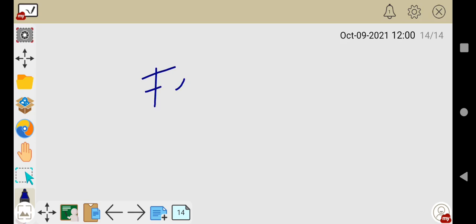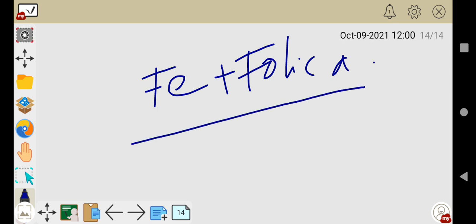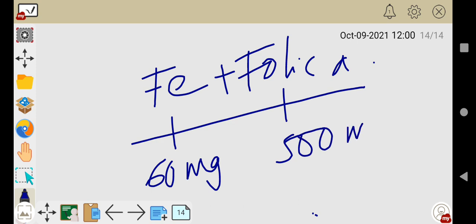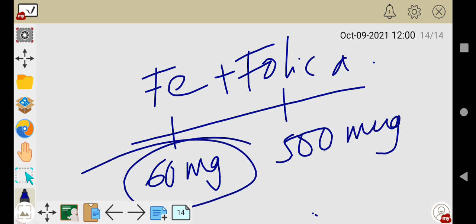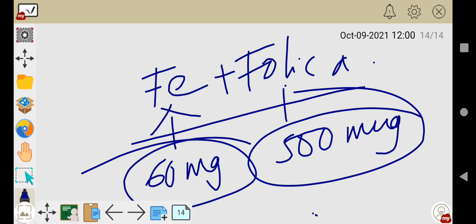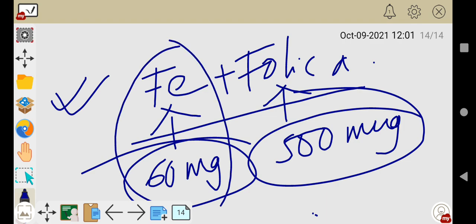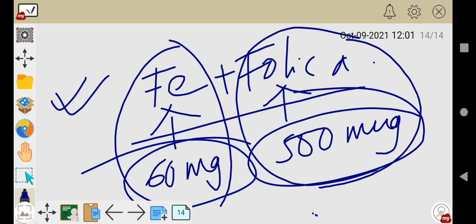Another important thing is the dose of iron plus folic acid for adolescents. Remember, in iron plus folic acid, iron is 60 milligram and folic acid is 500 microgram. Don't forget this. This has been asked in almost every exam, in FMG, UPSC CMS, NEET PG, INICET, everywhere. So iron is 60 milligram, folic acid is 500 microgram, daily.